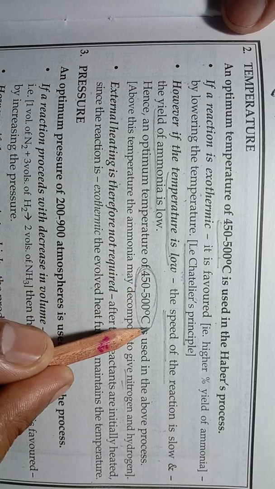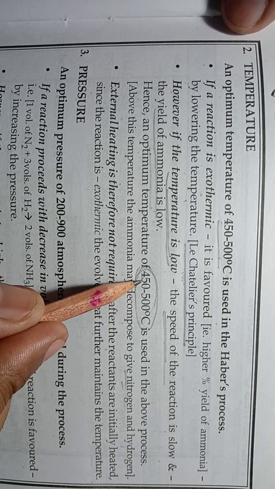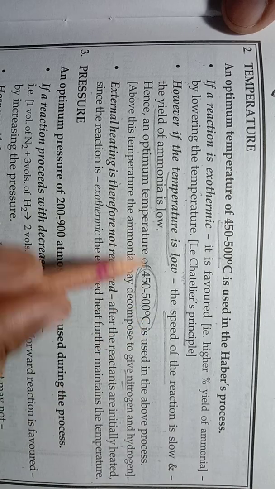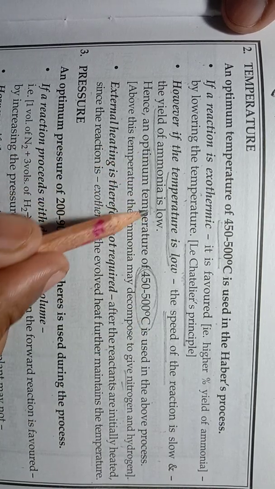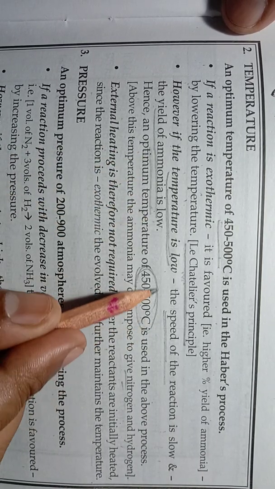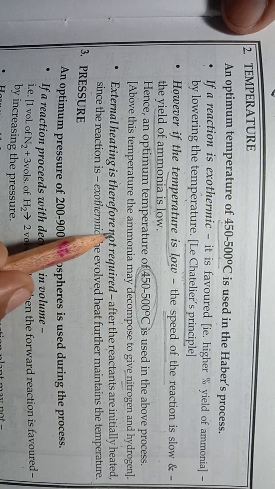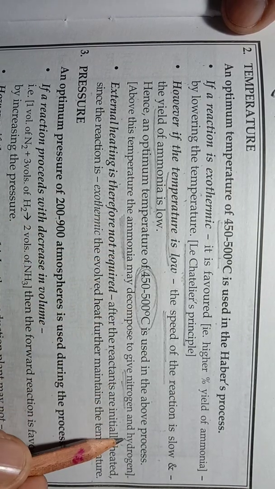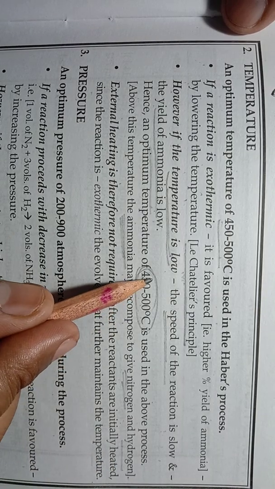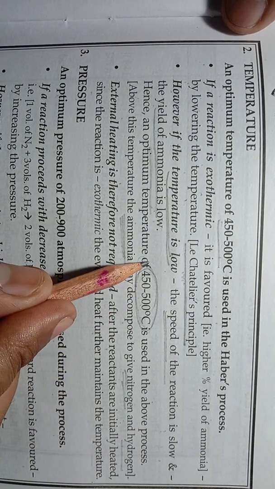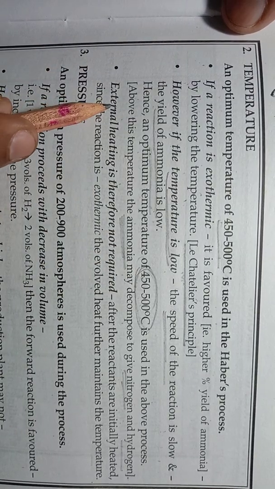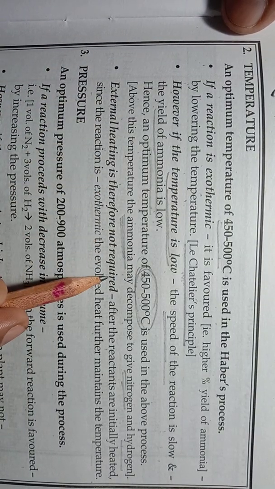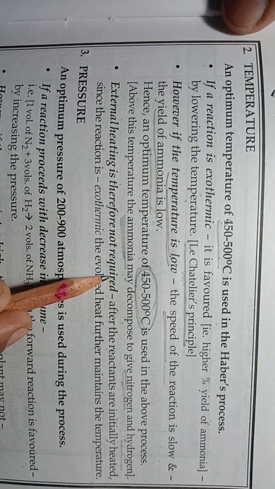If the temperature is lower than this temperature, then you will get less amount of ammonia, and if the temperature is higher than this temperature, then ammonia can be decomposed into nitrogen and hydrogen. So we have to maintain this temperature. Okay students, external heating is therefore not required. External heating is not required.